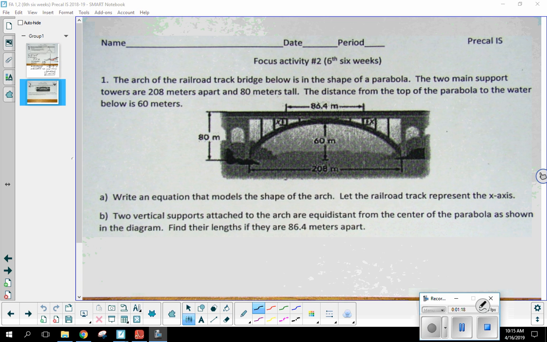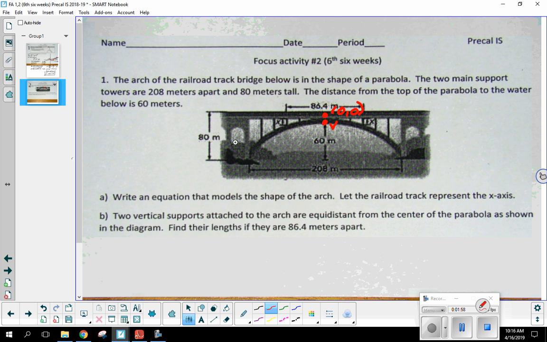So what I was talking about in these types of problems a few moments ago, you're going to go ahead and try to figure out where you're going to place your origin, and this is telling you where to do so. Let the railroad track be the x-axis. So I would say, let's go ahead and put the origin right there. So that can already kind of give me an idea of where your vertex is going to be. So the vertex is going to be right here on the parabola. In fact, can anybody give me the coordinates of the vertex? Where'd you get the negative 20?